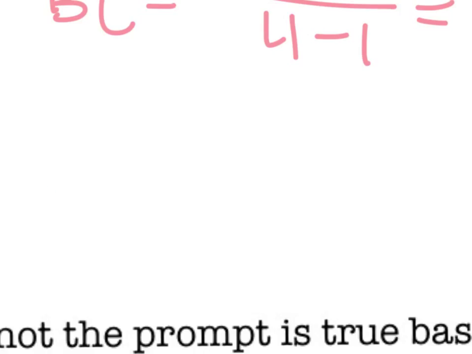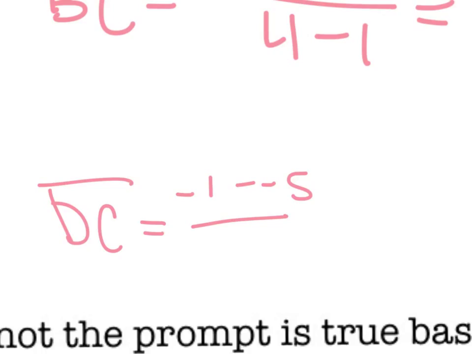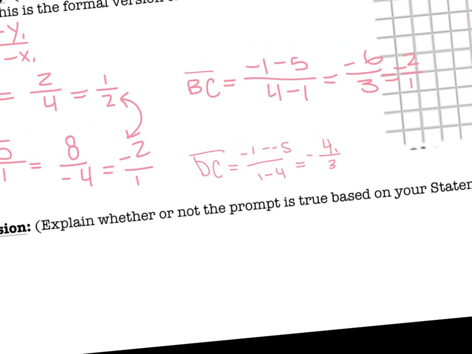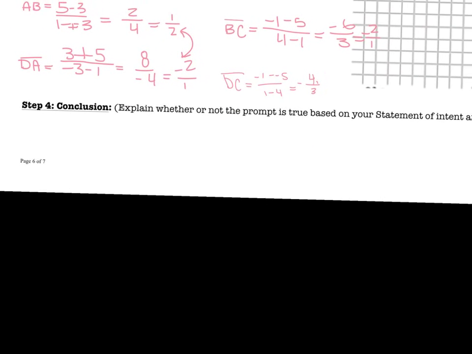And then lastly we'll do DC, which actually really doesn't matter as much in this case, just because we aren't looking for the value of this, but it's good to just see and find out what this value is. So I'll just plug and chug, and we'll end up with -4 over 3, which is just a random number, which we aren't really concerned about. And then last, we have step 4, conclusion.